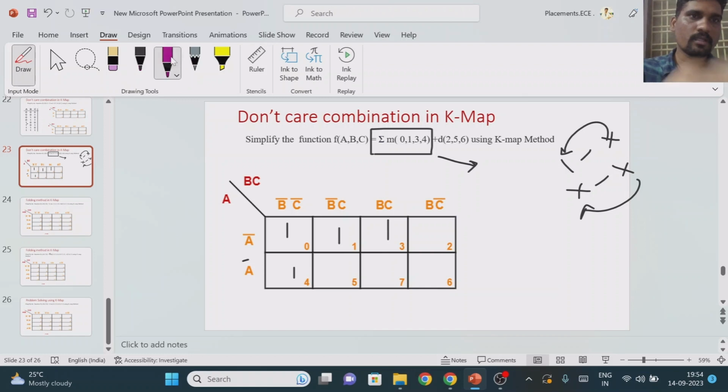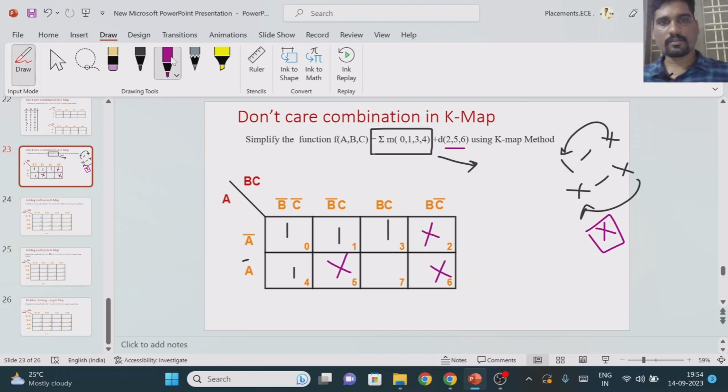Now we need to plot the don't care combination also. How to represent the don't care combination? Like this we are going to represent it. What is the value they have given? 2, 5, 6. So 2, 5, 6 are the don't care combinations. Now just pause the video, guys, and find out the answer: how many groups you will get, and which don't care combinations will be considered as 1 in order to minimize the expression. Try to pause the video and find the solution.